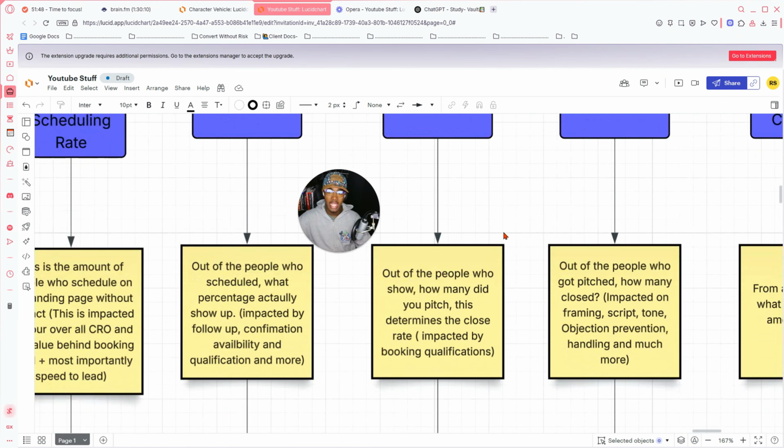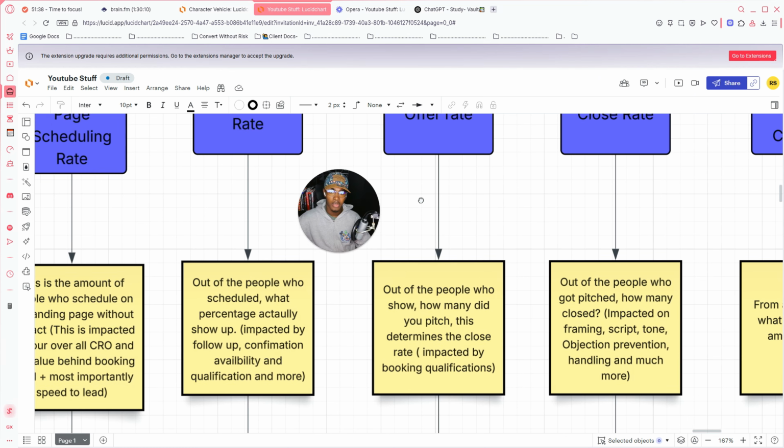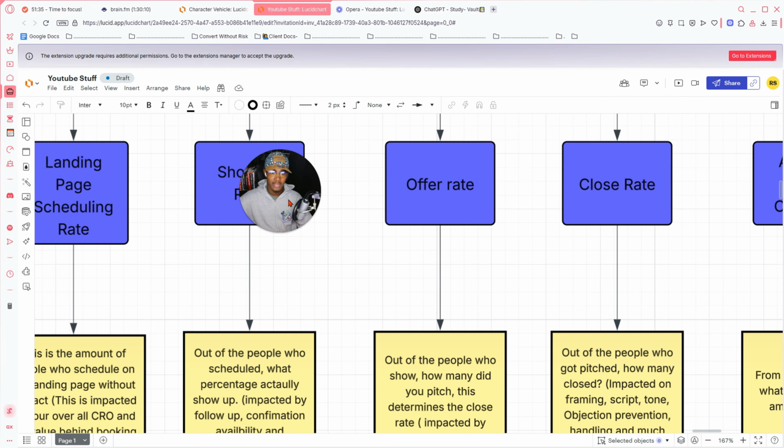Now, offer rate is out of the people who show up, how many did you pitch? This determines the close rate, right? So this is impacted by booking qualifications, because you're only going to pitch for people who are qualified. The thing is, if you're a sales rep, if you're selling for your own company, or you have a sales team, you want to make sure that you don't offer people who are unqualified. You're going to get a no. You're going to get objections that you're not going to be able to overcome, because they obviously don't have the money and they're not qualified. So it's not about that.